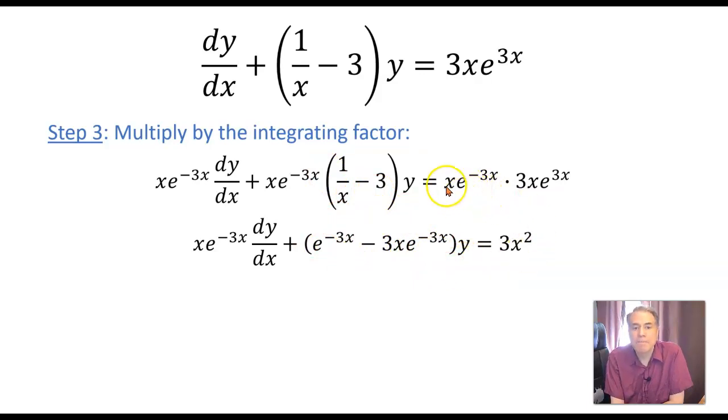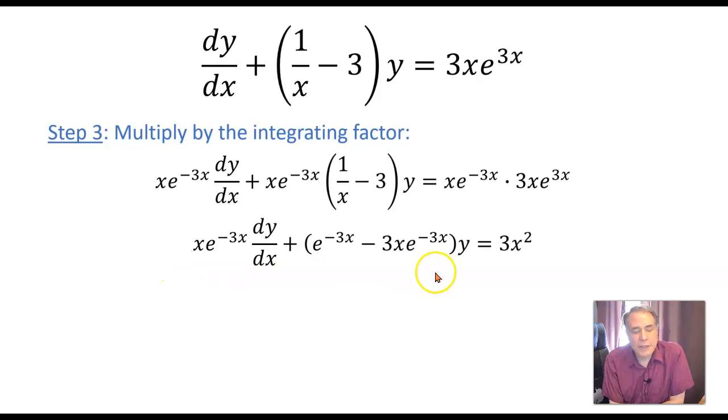And over here, this x times this x gives us x squared. This e to the negative 3x times e to the positive 3x is just 1. It's e to the 0, which is 1, or they're reciprocals of one another. So they multiply together to give us 1. And we've also got a 3 here. So this ends up being 3x squared.